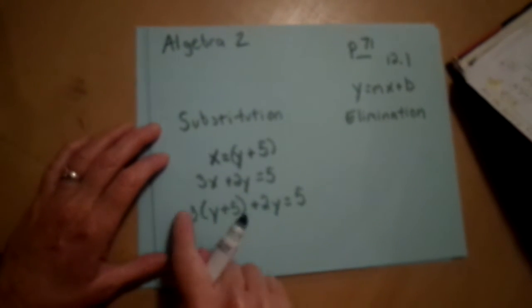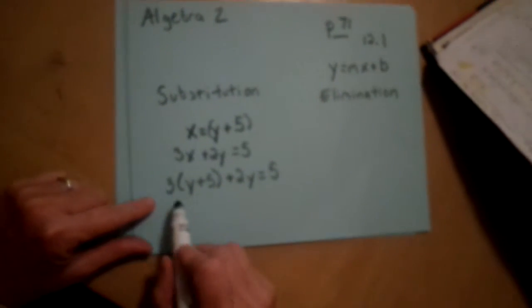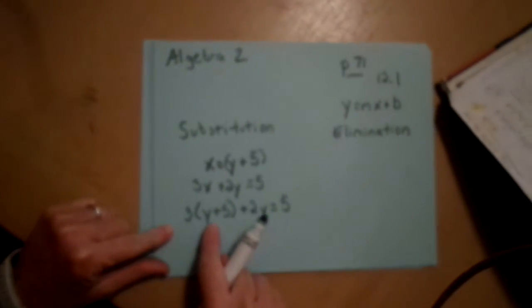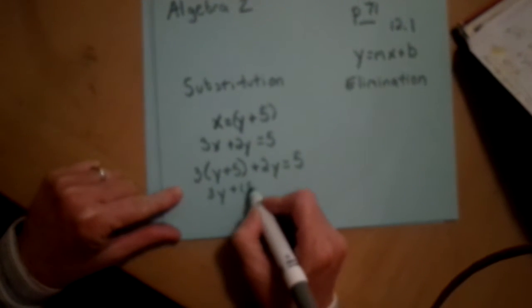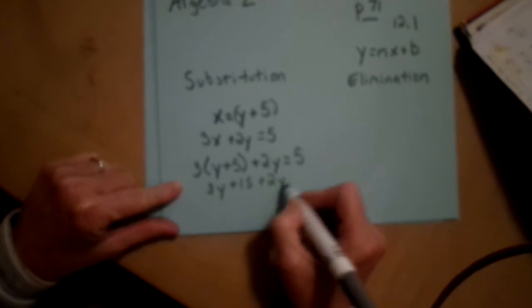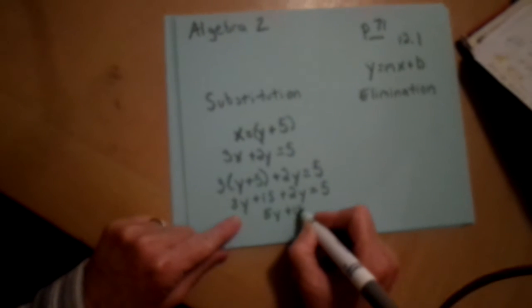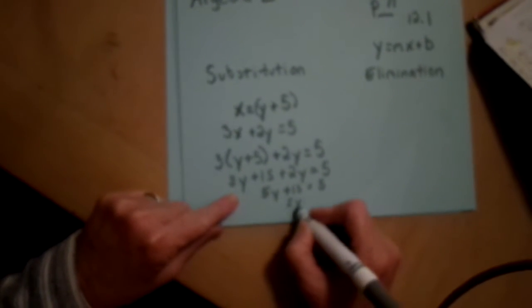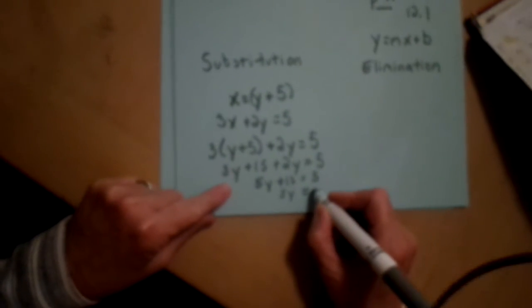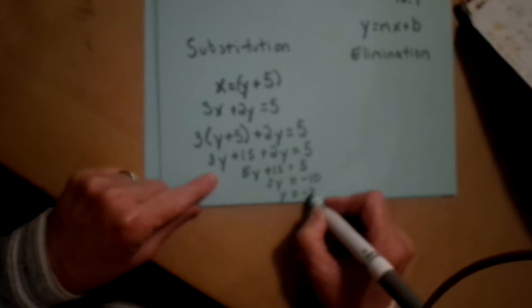Be careful and take a note of all the signs. Watch the signs. When you have negatives and positives, that can get confusing. Then we'll do the distributive property here, which would give us 3y plus 15 plus 2y equals 5. We'll add these like terms. We end up with 5y plus 15 equals 5. Solving the algebra equation, you end up with 5y equals negative 10, y equals negative 2.